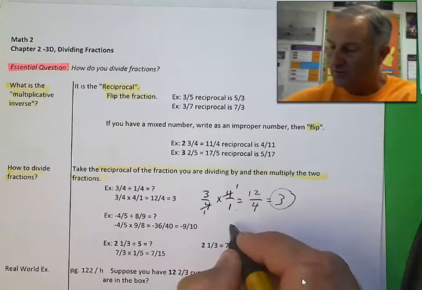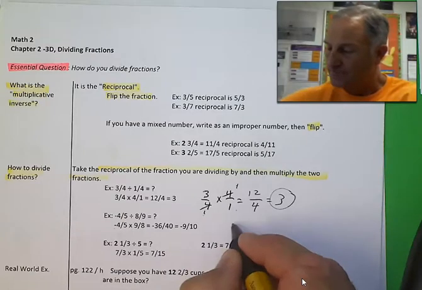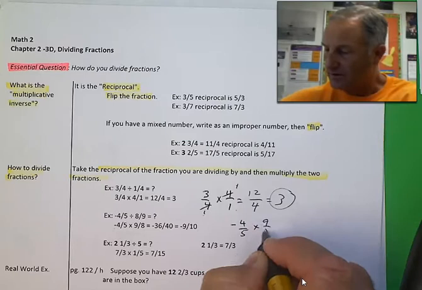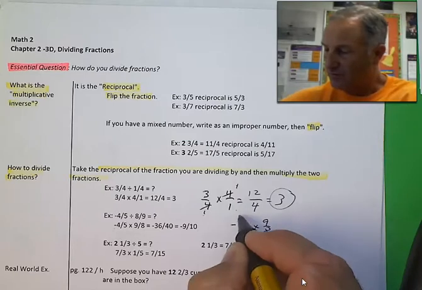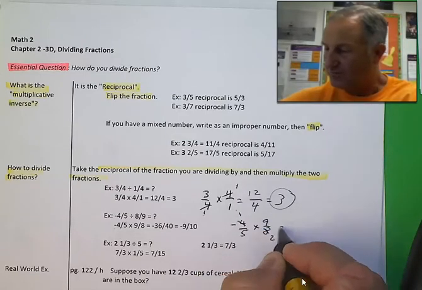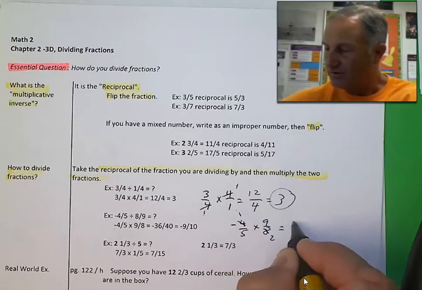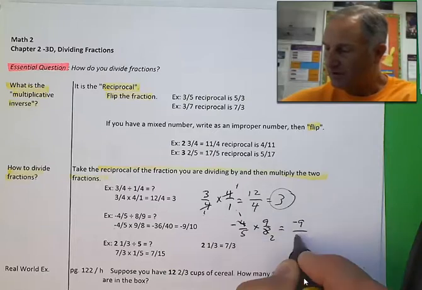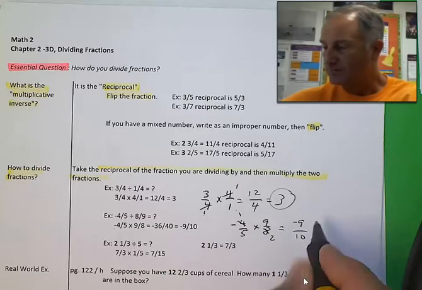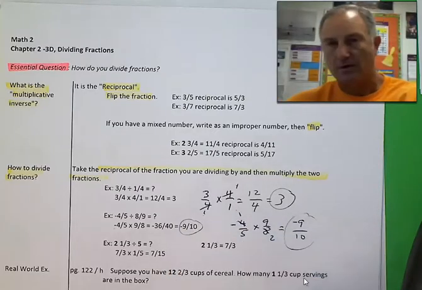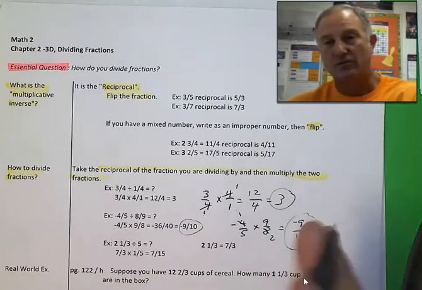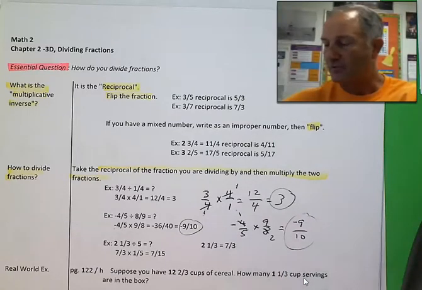Again, you could have taken that -4/5 times the 9/8. 4 goes into itself once, goes into 8 twice. -1 times 9 is -9. 5 times 2 is 10. Same answers here. When you cross cancel, you're kind of simplifying everything beforehand.